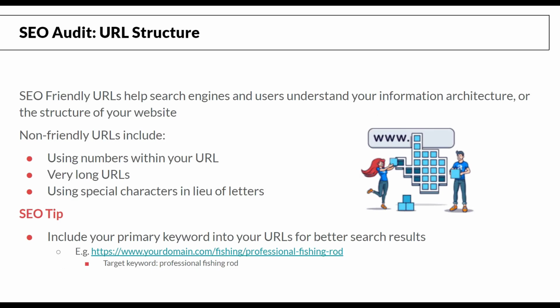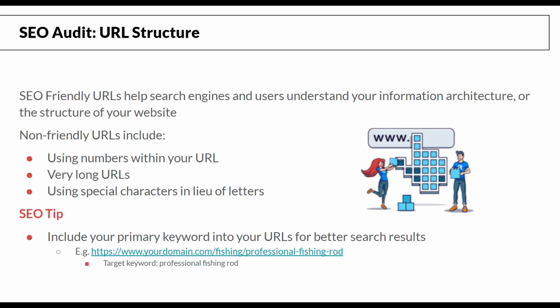You may also come across faulty or just poor URL structure. SEO-friendly URLs help search engines and users understand the information architecture, the structure of our websites. Everything should be on a proper path and proper flow, as we discussed before. Non-friendly URLs are any times where we have substantially long URLs, when we're talking about 7 to 8 different subfolders and a very long, chaotic URL slug afterwards. Using numbers in our URL is usually a poor experience, as is using special characters in lieu of letters.